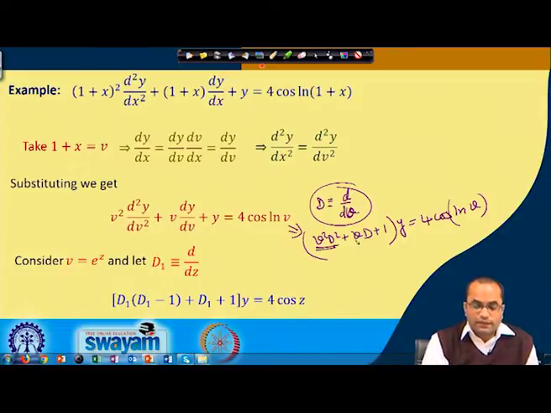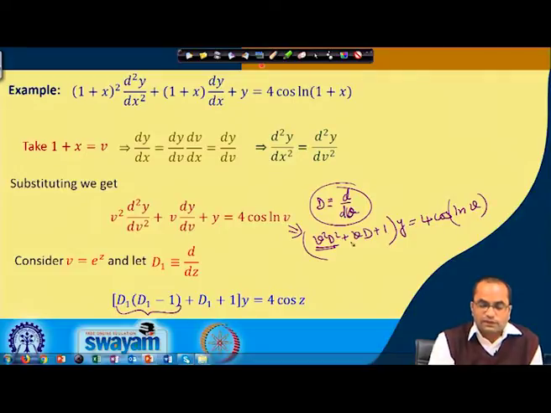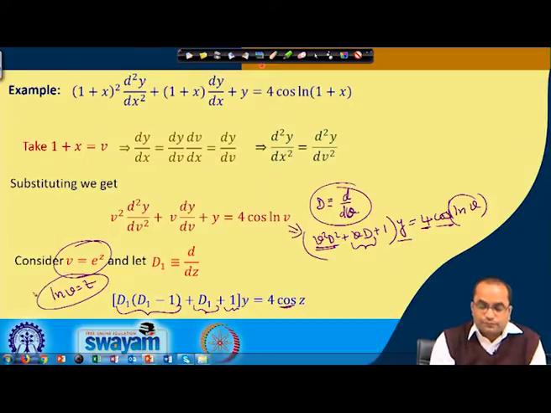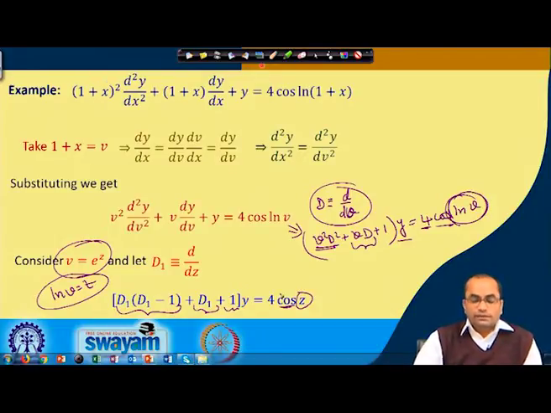So, this v square D square will be replaced with D1 minus 1, and this vD, with the substitution v is equal to x e power z, will be replaced with D1. And then this is 1 here, y is equal to 4 times cos of ln v, because v is equal to e power z. So here ln v is z, so this logarithm of v is replaced by z here.